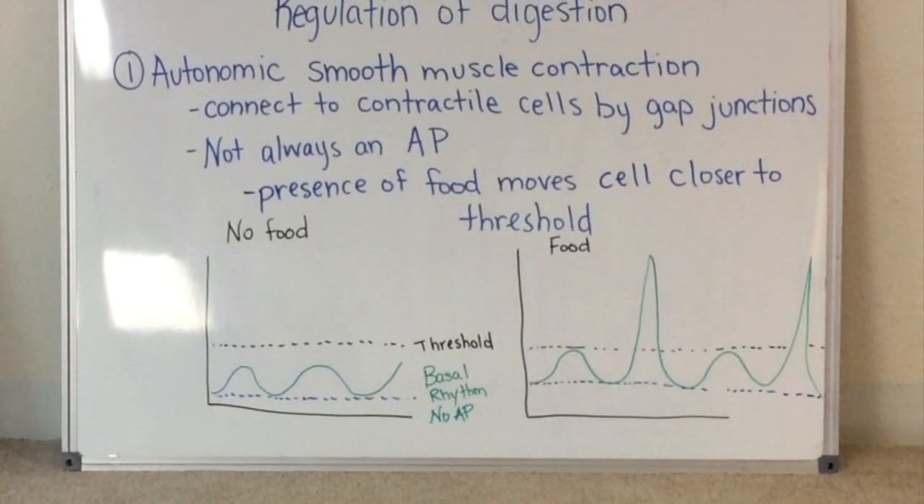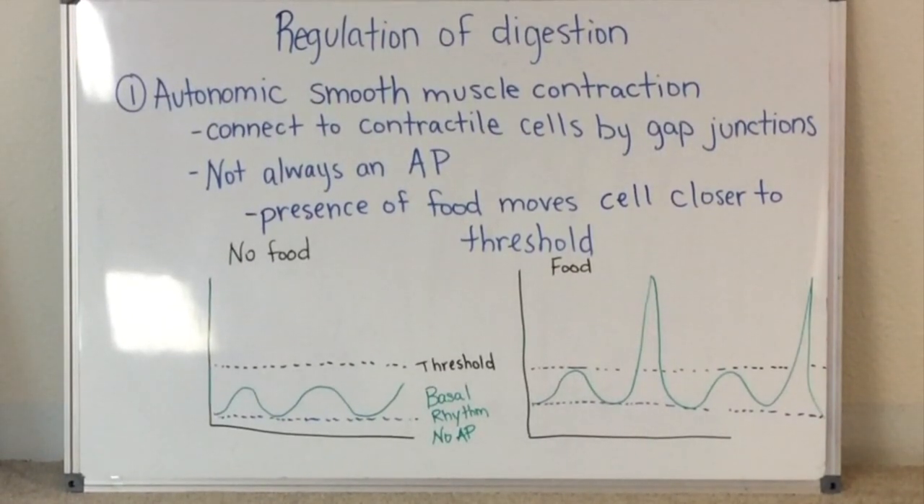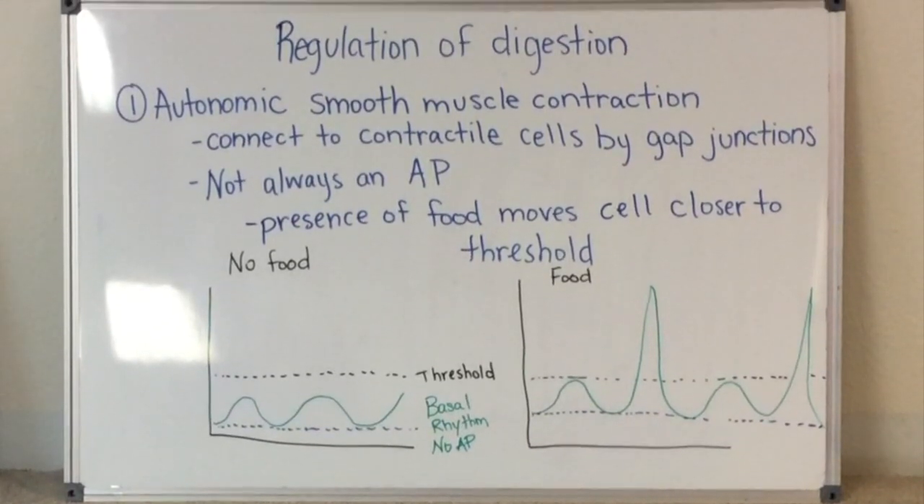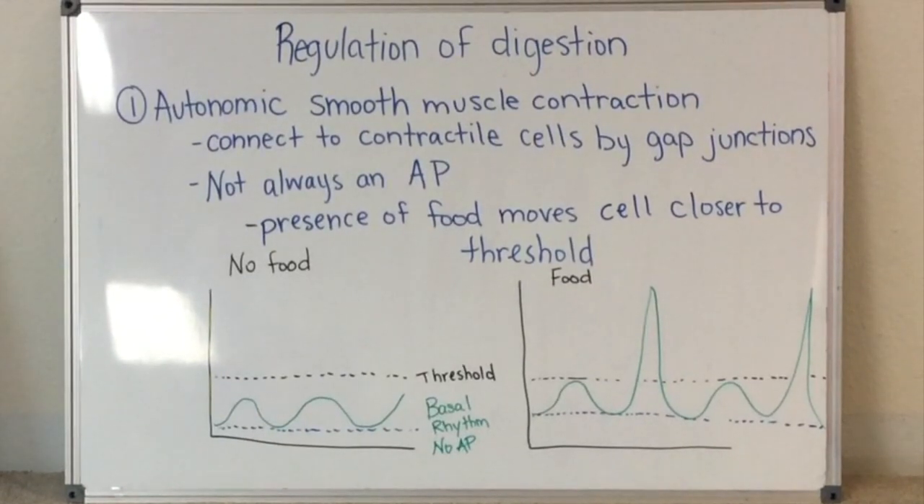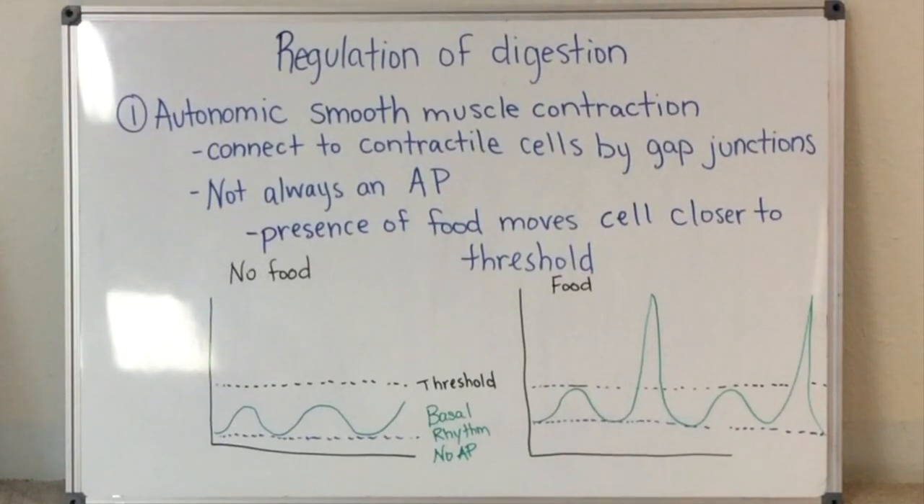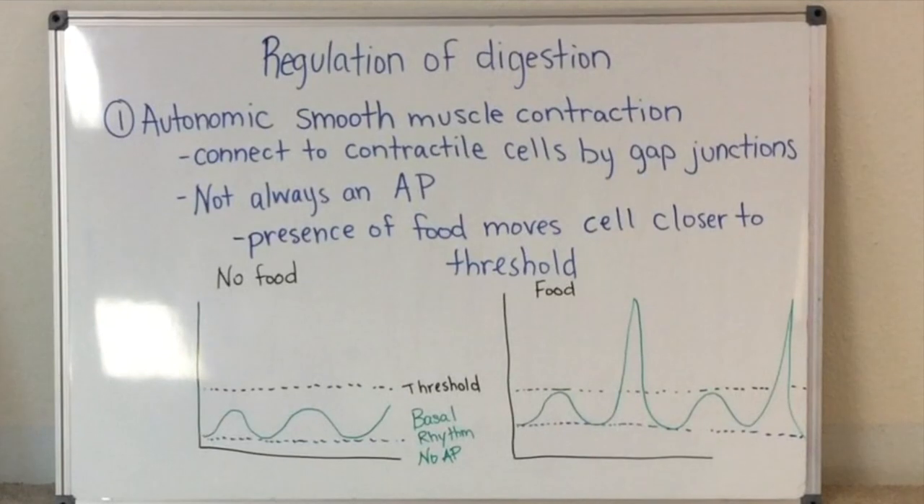The digestive system is highly regulated. The first mode of regulation of the digestive system is the autonomic smooth muscle cells. These are autorhythmic cells similar to what we find in the cardiovascular system. These cells are able to spontaneously drift towards threshold. However, unlike the cardiovascular system autorhythmic cells, every time these cells drift towards threshold, they are not guaranteed to reach threshold.